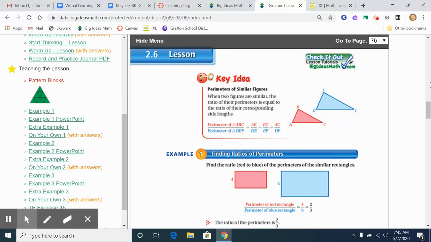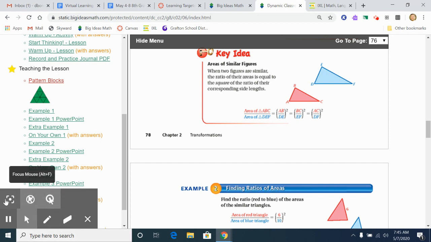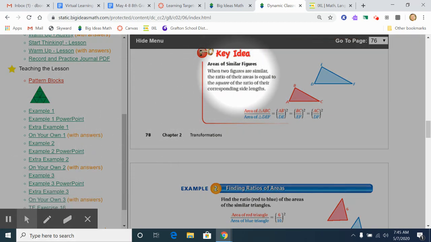Now we're going to talk about area, where we're going to do a very similar concept. All right, but because it's area, we're going to square that fraction. We actually somewhat talked about this in chapter 9. I don't know if you remember, but we did this in class. We did it with surface area though. Now we're just talking about regular area.